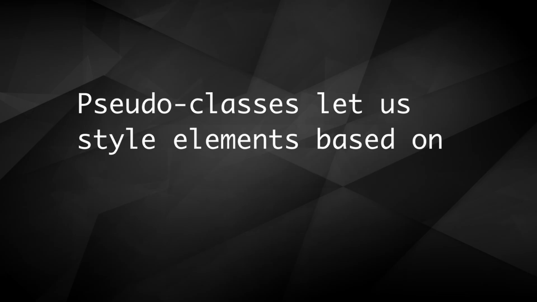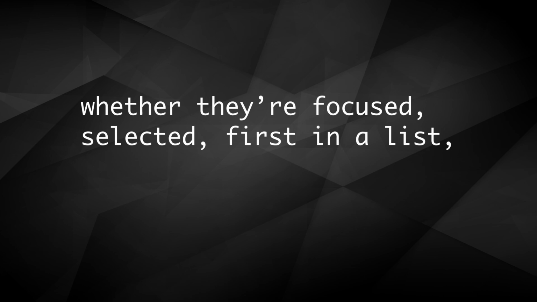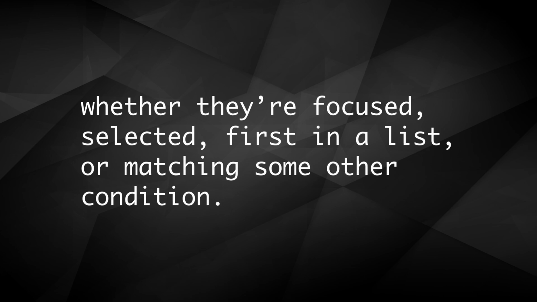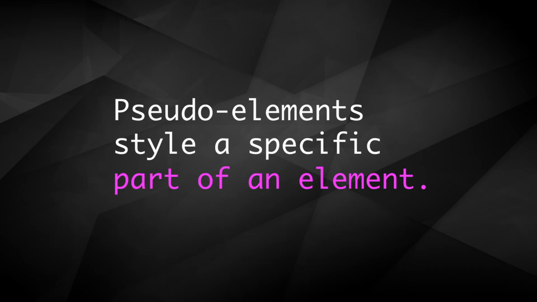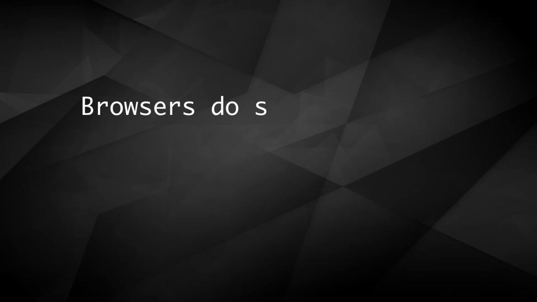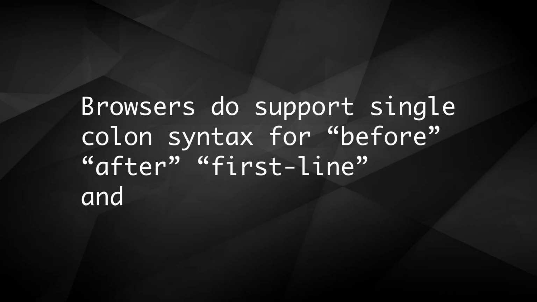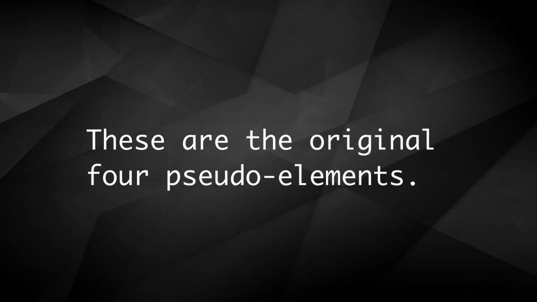So in short, pseudo-classes let us style elements based on what's true about them right now, whether they're focused, selected, the first in a list, or matching some other condition. Next are pseudo-elements, which let us style a specific part of an element. They're added with double colons, although browsers do support single colon syntax for before, after, first line, and first letter. These are the original 4 pseudo-elements.